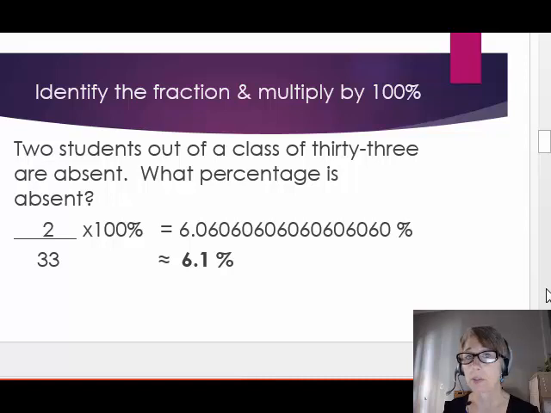We must identify the fraction. From careful reading, we determine that the entire class is the whole. So 33 students is the denominator, while 2 is the numerator. When we multiply this fraction by 100%, we end up with a repeating number. Rounding to the 10th place, for convenience, since we don't have any sig figs here, we get 6.1%.